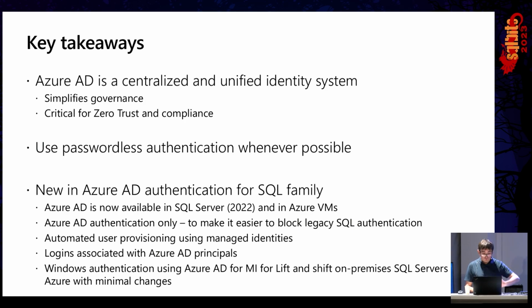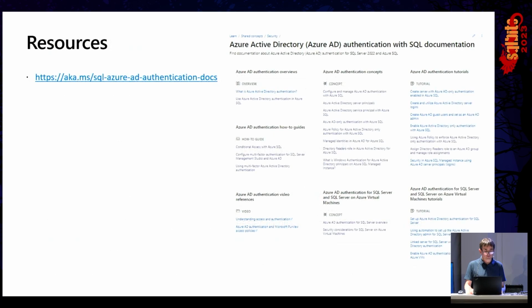And there are at least four other enhancements: the ability to enforce Azure AD authentication and block SQL authentication, currently available in MI and DB. Automated user provisioning using managed identities and application service principals. Logins associated with Azure AD principals for better scalability and efficiency. You don't have to create users in each database now. And Windows authentication for easy lift and shift of existing on-prem legacy applications from SQL Server on premises to Azure. Minimal code changes required. That's the last topic we talked about.